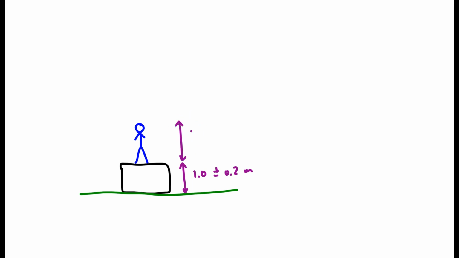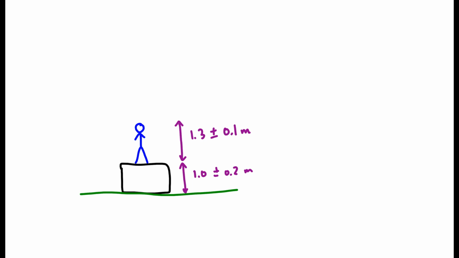Imagine we have a block resting on the ground, and I am standing on the block. Someone comes along with a meter stick and says this block is 1.0 plus or minus 0.2 meters high, and your height is 1.3 plus or minus 0.1 meters. This plus or minus is called the absolute uncertainty. It has units. The meters apply to the measurement and the uncertainty. And we typically round absolute uncertainty to 1 sig fig.